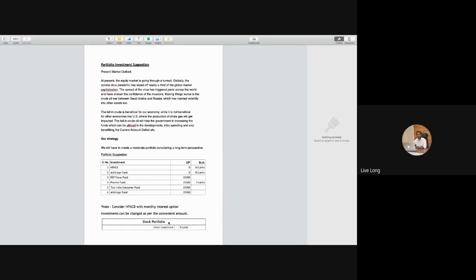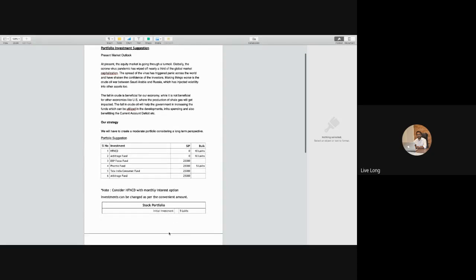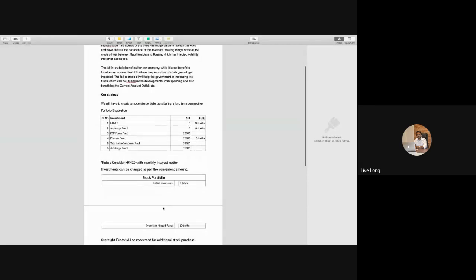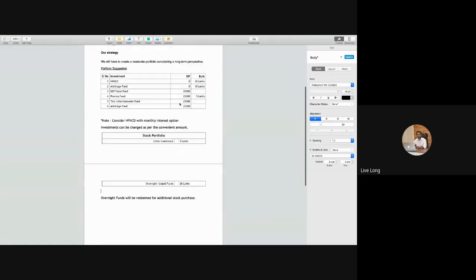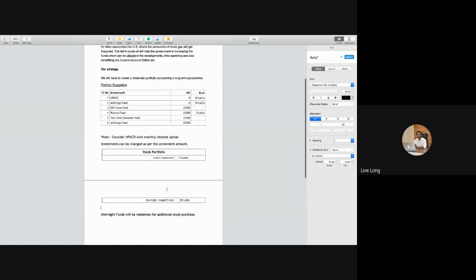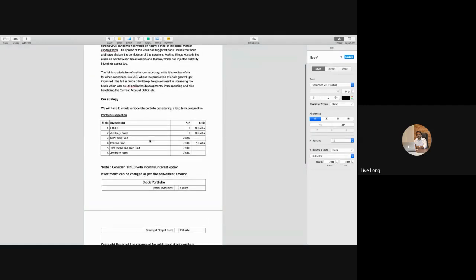In the stock portfolio, they have asked to start off with 5 lakh rupees, followed by 20 lakh rupees in liquid funds. Some of you must be wondering what these things are, like what are liquid funds. I will also mail you this document, you can have a look at it. You really don't need a big capital to start with. Even if you have just 10,000 rupees, you can do the same allocation for yourself.